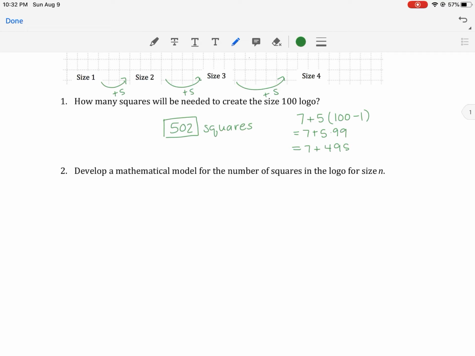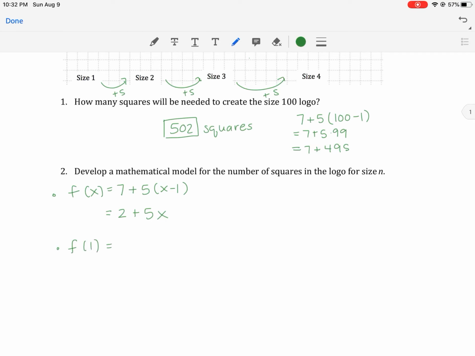Okay, so now we want to develop a mathematical model. Models can come in many ways. Remember, you can have equations, you could have a table, you could have a graph. In this case, I'm going to just write a formula similar to what I had up above. So I had f of x equals what I started with, 1 plus 5 times x minus 1. And if you wanted to simplify that, this does equal 2 plus 5x. And those are equivalent. I know some people like the recursive equations. So if you want to try something like that, you'd have like f of 1 equals 7, and f of x equals f of x minus 1 plus 5.